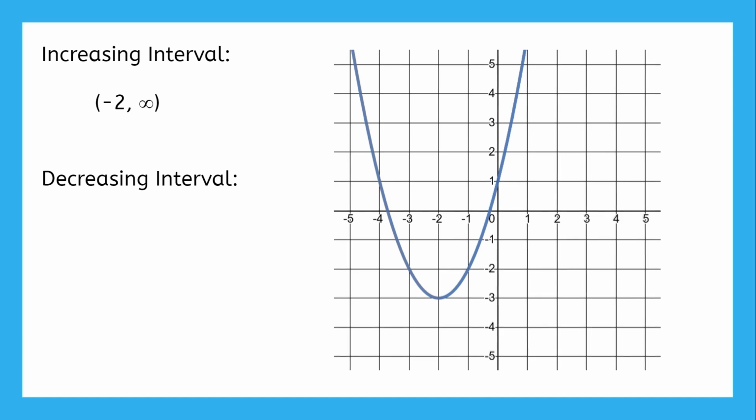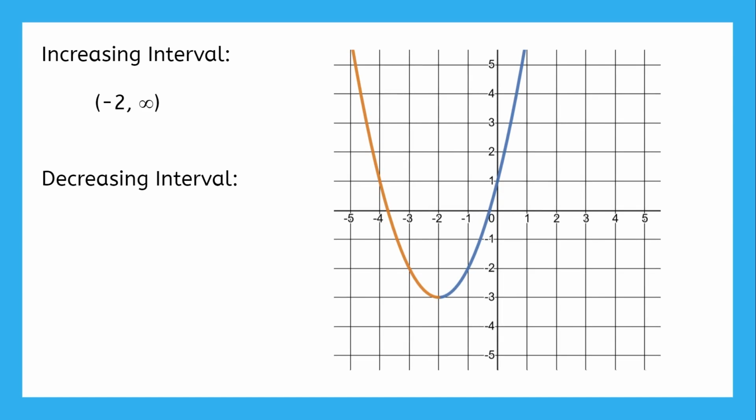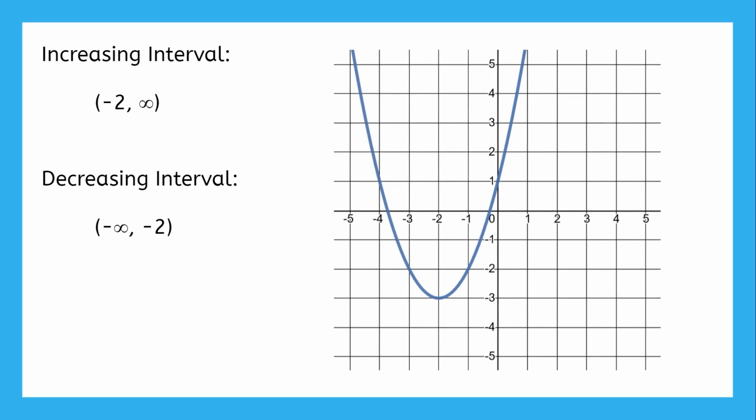The decreasing interval is this orange section. It starts off the graph all the way to the left, and it ends at -2. So we'd identify the interval as being everything between negative infinity and -2. Negative infinity just means forever to the left, just like how infinity means forever to the right. You might have noticed that neither interval actually uses -2 because they use parentheses rather than square brackets. So neither one here includes the place where the input is exactly -2.